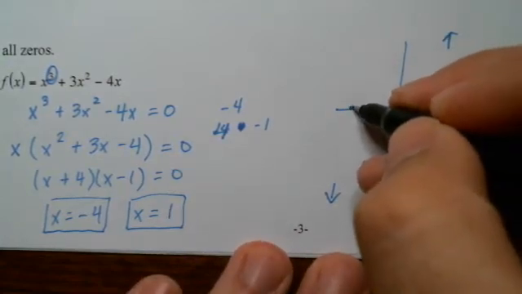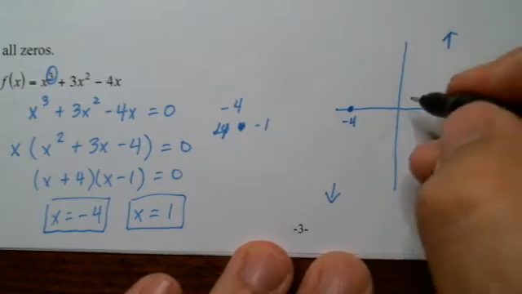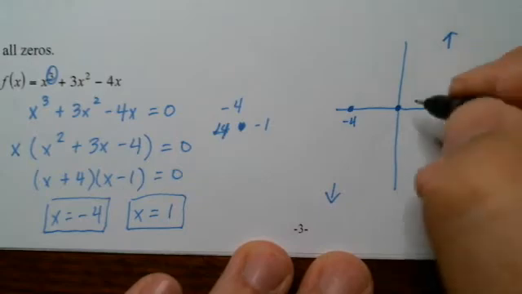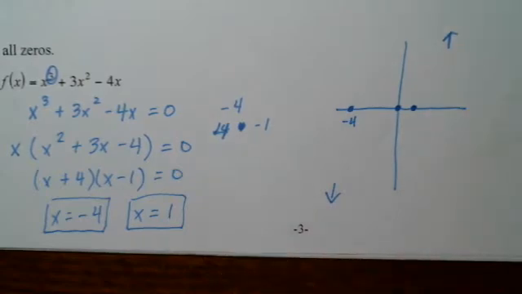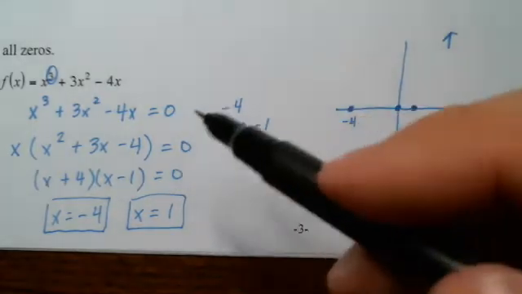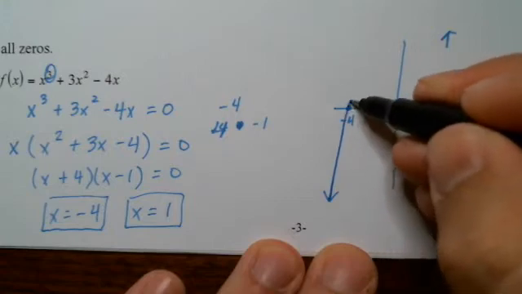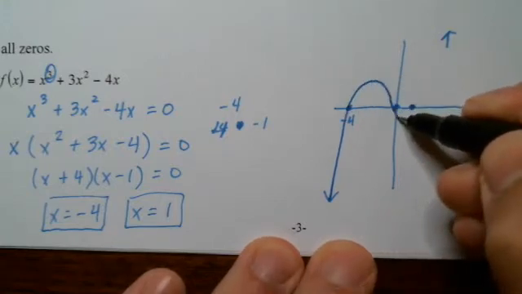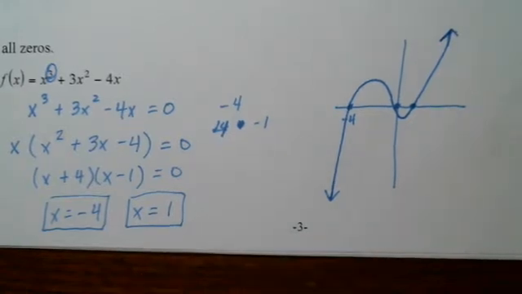And I have a point at -4. I have a point at 0. And I have a point at 1. I have no multiplicity. What does it do when we have a multiplicity? It touches it, but it doesn't cross, right? So we have a graph looking something like that.